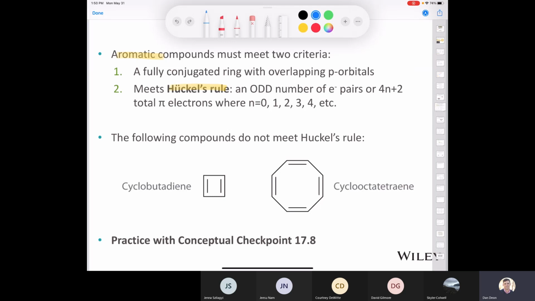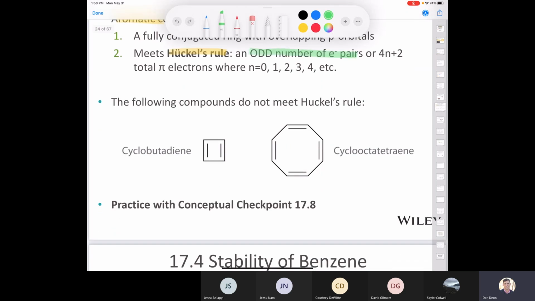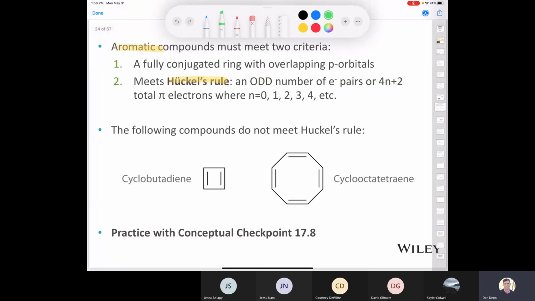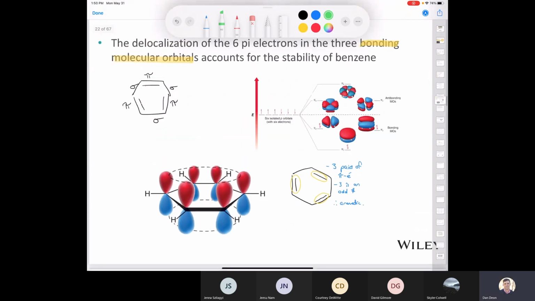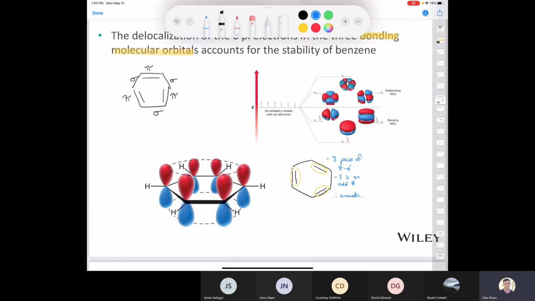So I showed you the odd number of electron pairs treatment. I think that's the easier one, an odd number of electron pairs. The 4n plus 2 rule, where n is an integer, 0, 1, 2, 3, 4, 5, 6, 7, whatever. Let's go back to the benzene. If I have 4n plus 2, where n is equal to 0, 1, 2, 3, how many total pi electrons do I have in this molecule? Let me show you. I have a total of 1, 2, 3, 4, 5, 6.